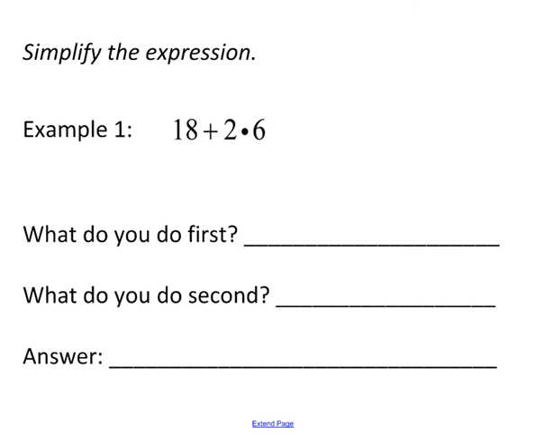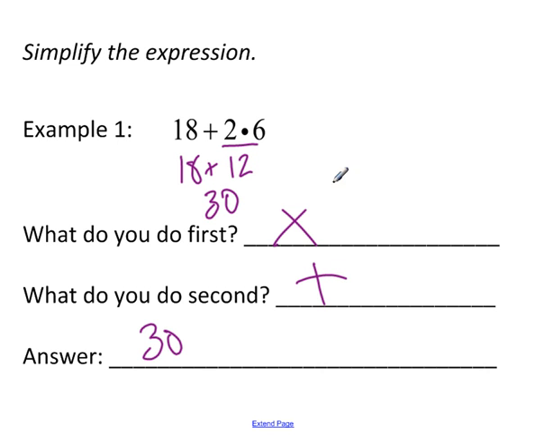So let's take a look at what we want to do here. What's first? Well, first we have to multiply. So 2 times 6 is going to make my 12. 18 plus 12 makes, what's that, 30. So 30 is my answer there. We added and we multiplied.